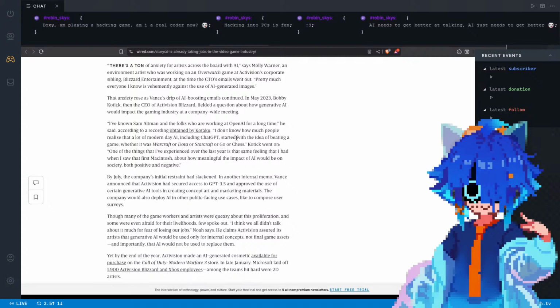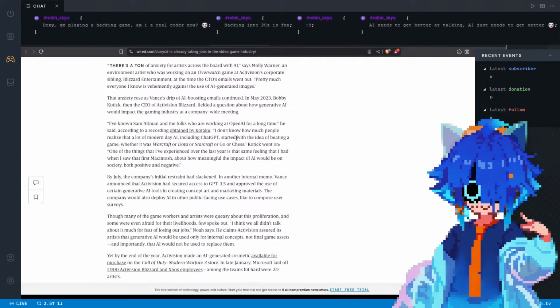I've known Sam Altman and the folks who are working at OpenAI for a long time, he said, according to a recording obtained by Kotaku. I don't know how much people realize that a lot of modern-day AI, including ChatGPT, started with the idea of beating a game. Whether it was Warcraft or Dota or StarCraft or Go or chess, Kotick went on. One of the things that I've experienced over the last year is that same feeling I had when I saw the first Macintosh, about how meaningful the impact of AI would be on society, both positive and negative.